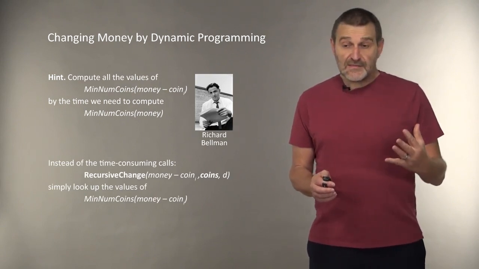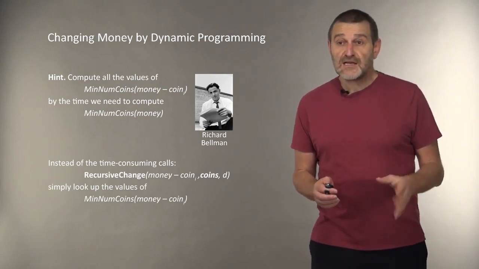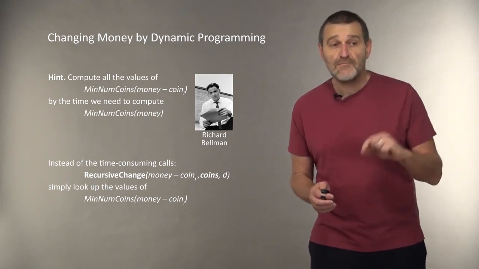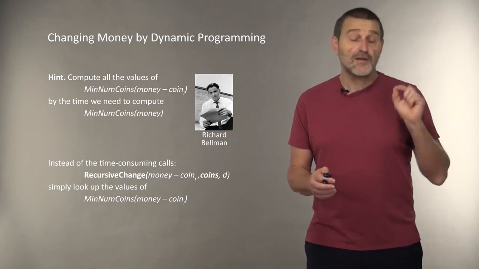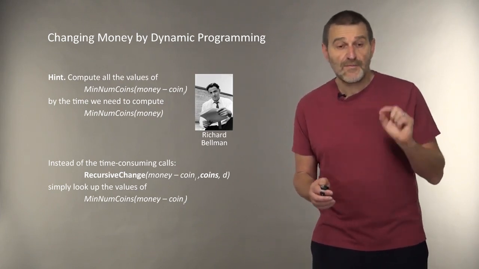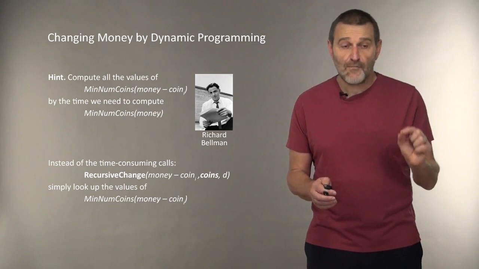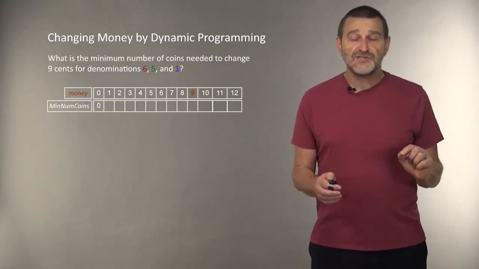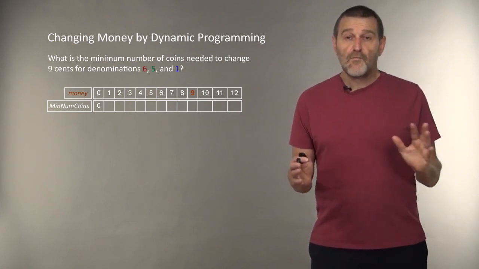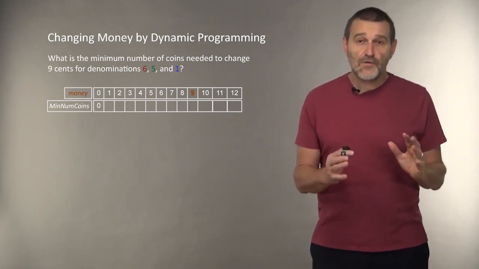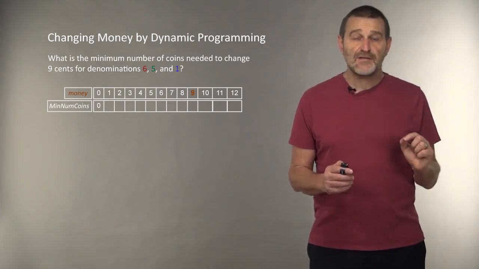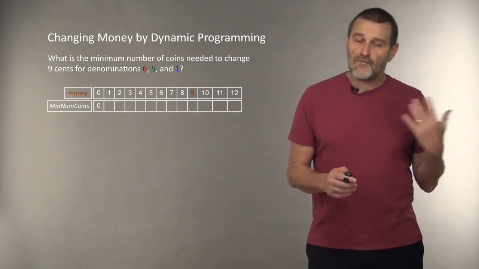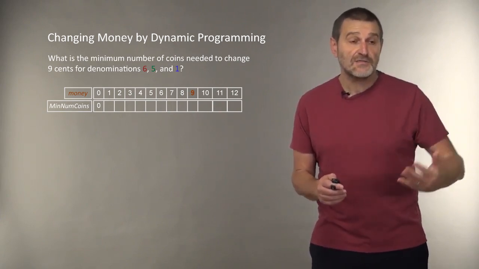And to implement it, instead of the time-consuming calls to recursive change for money minus coin I, we simply look up the values of the minimum number of coins for money minus coin. So how does our algorithm change? Instead of moving from larger values to smaller values to fill this table, we will now move from smaller values to larger values. For example, what is the minimum number of coins to change 0 cents?